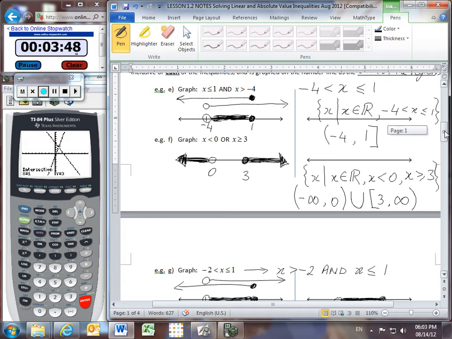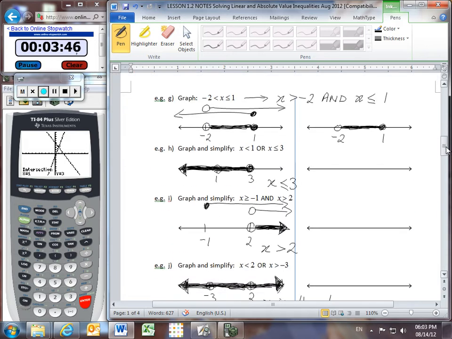Let's move on to exercise G. Okay, so to describe this solution set in formal set builder notation, open up my braces. I'm dealing with all values x such that x is a real number, but x is everything in between negative 2, not included, and positive 1 included.